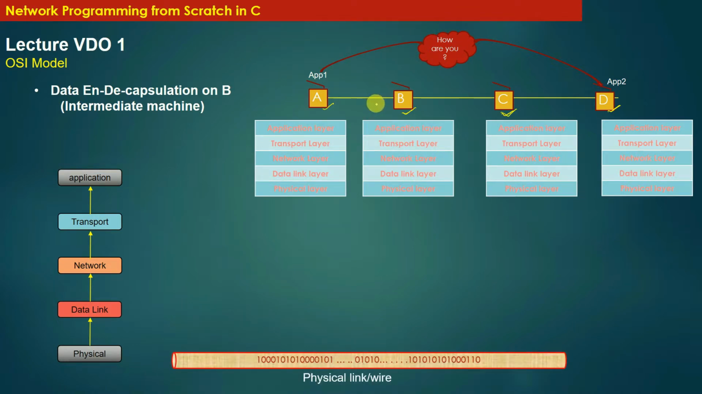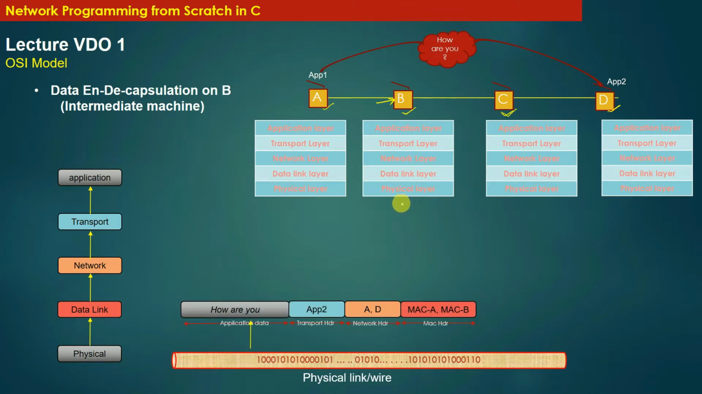So let us say that the machine B receives the data from the machine A. Again, the data link layer of the machine B picks up the data from the wire. It detaches the MAC header, and the data link layer hands over the rest of the packet to the layer running above it, that is the network layer. Now, as I said, machine B is a forwarding machine. It has to forward the data to the destination machine D.